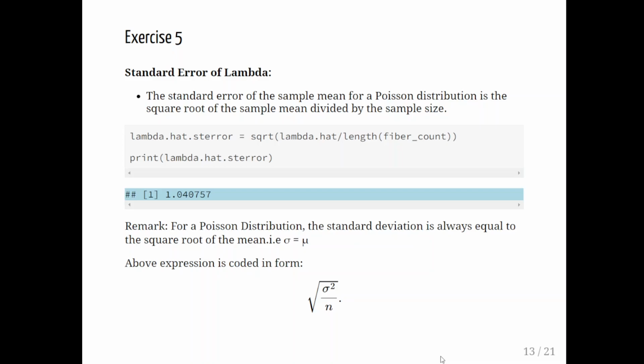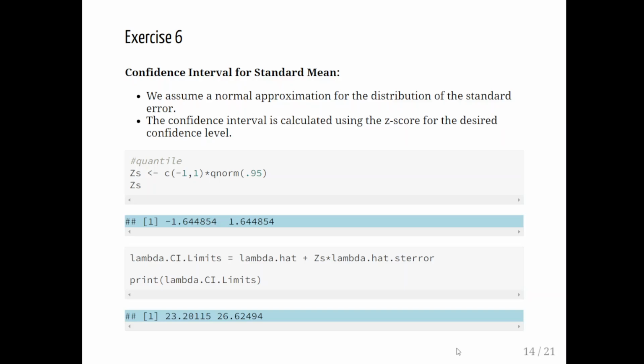Actually, just as a quick remark, I have it coded a slightly different way from the way I've described it. Basically, for a Poisson distribution, the standard deviation is always equal to the square root of the mean, i.e. sigma equals mu, okay? So the expression as I have coded it is the square root of sigma squared divided by n. Okay, but anyway, that gives us a value for the standard error for lambda hat equals 1.0407.